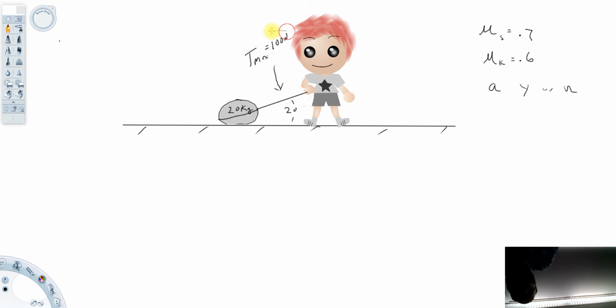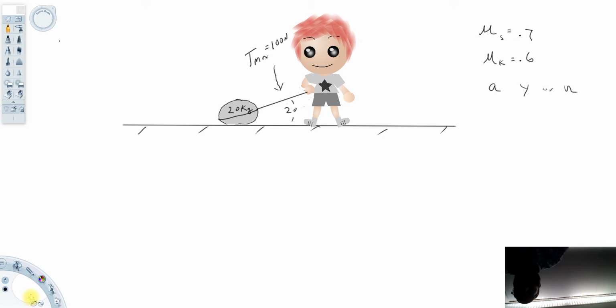Timmy is able to pull on that rope with a maximum tension of 100 newtons. He's going to do so making an angle of 20 degrees with the horizontal. And what we're going to do is, given these frictional coefficients between the rock and the ground, and I just made those up off the top of a hat basically, we're going to try to decide whether that rock will accelerate, yes or no. And that's it. We're not going to go any further than that for this particular problem. Just yes or no, can Timmy budge that rock basically.